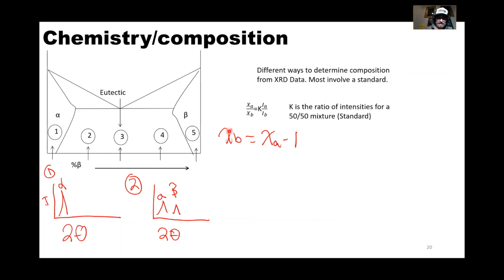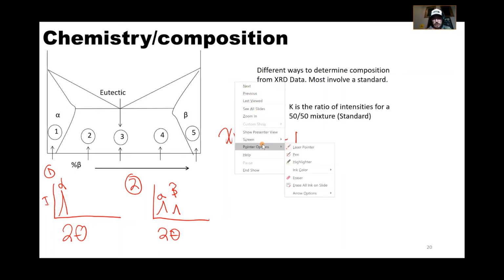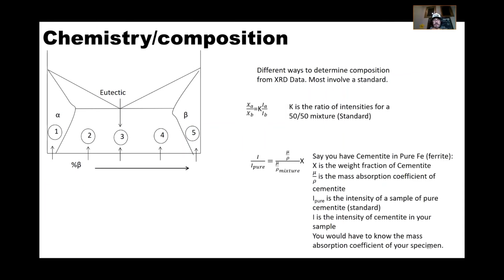Let me erase this because I have an animation coming that is going to go right over that. Another example is one where we take into account the mass absorption coefficients, and this one's a little tricky. Again, I got this one from the Metals Handbook, volume 10 on materials characterization. I didn't use alpha and beta here; I used cementite and pure iron. X would be the weight fraction of cementite, which is what you're trying to solve for because we don't know how much cementite is in it.